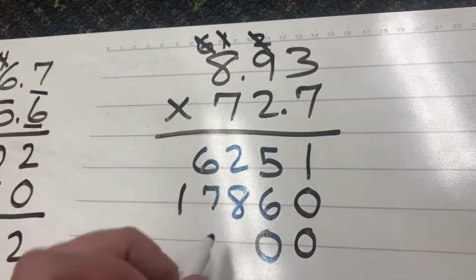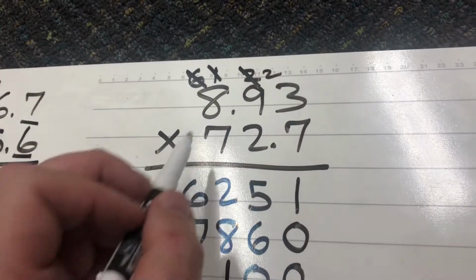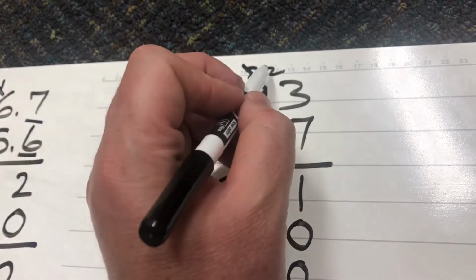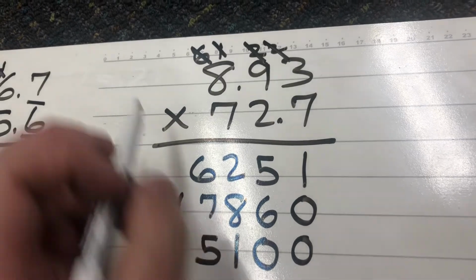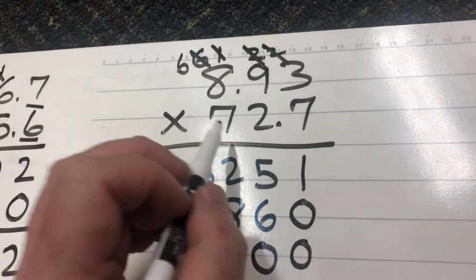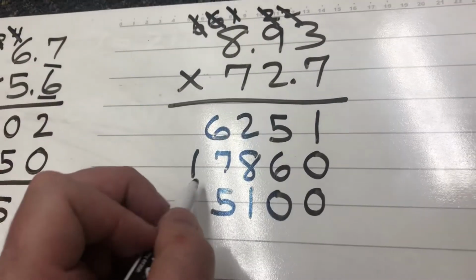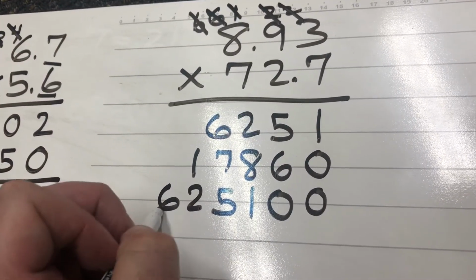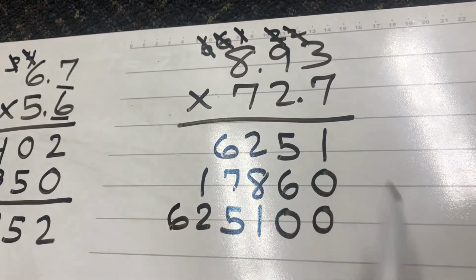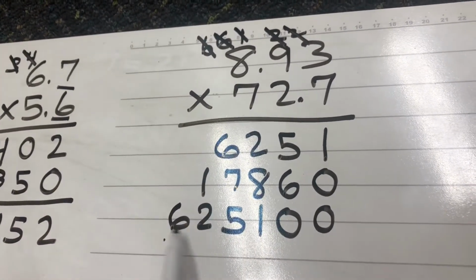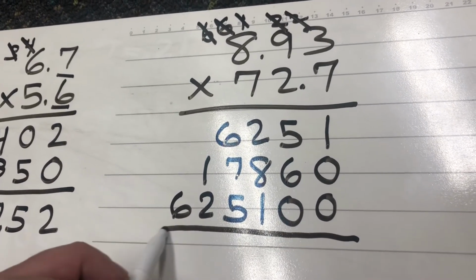7 times 3 is 21. Put the 1 down, carry the 2. 7 times 9, 63. Plus the 2, 65. Put the 5 down, carry the 6. 7 times 8, 56. Plus the 6, 62. That makes sense because when I had the 7 before, I got the 6,251. When I had the 7 again, 6,251, but now with the zeros. So I'm feeling pretty confident about that.